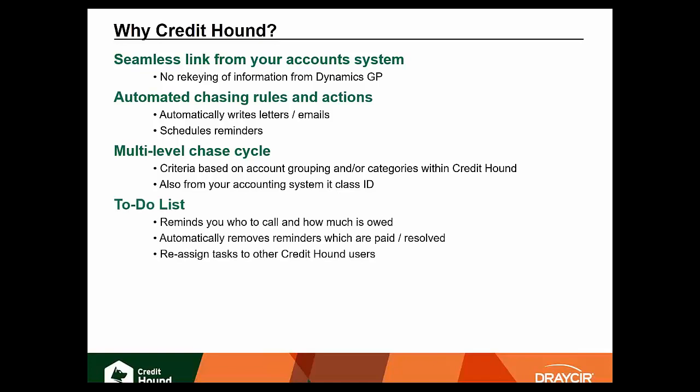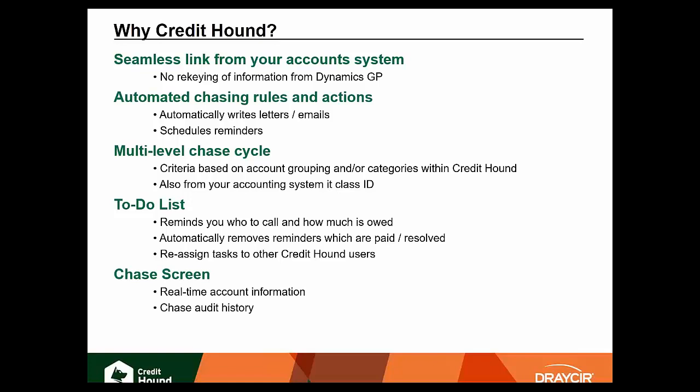The thing that Credit Hound can do is provide a to-do list to the credit controller. So this to-do list will actually remind the credit controller who to call and also, of course, how much is owed. The great thing about the to-do list, if there's anything in my to-do list which has been paid or if it's a dispute that's been resolved, it will actually disappear out of my list altogether. If you're a group of credit controllers and maybe one credit controller is off sick or is going on holiday, I can actually reassign the tasks within my to-do list to another credit controller.